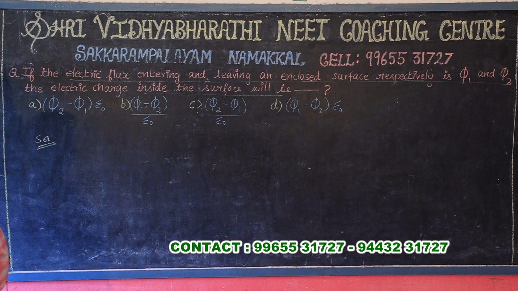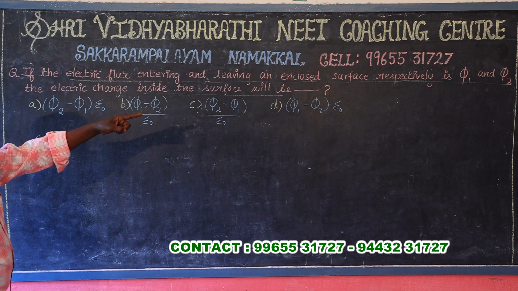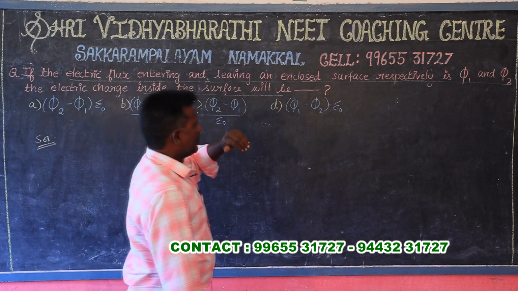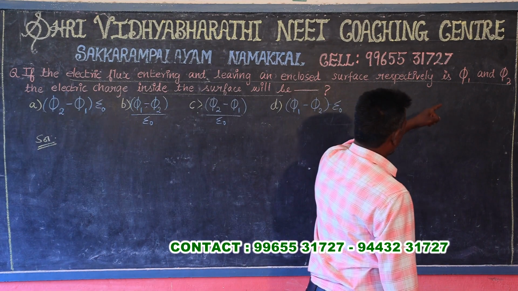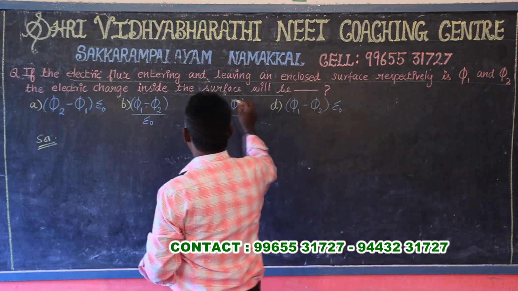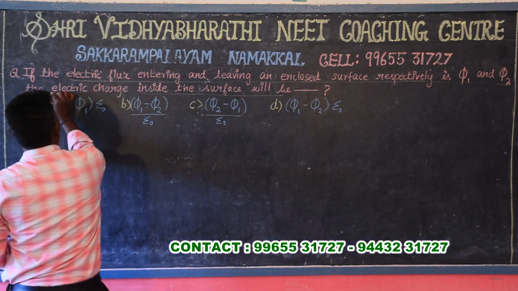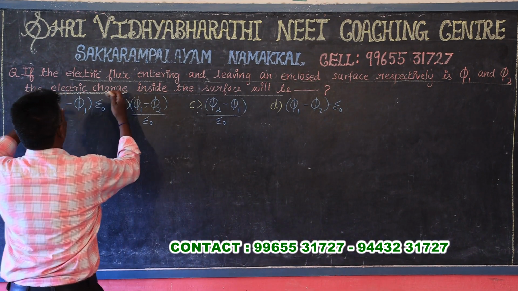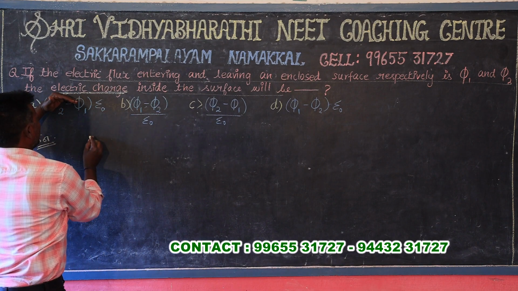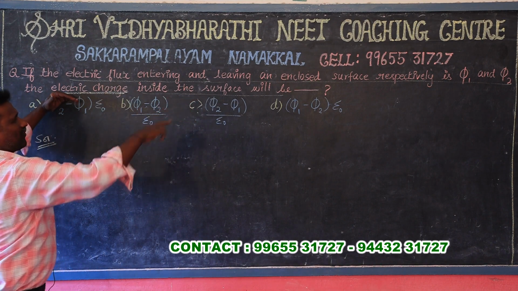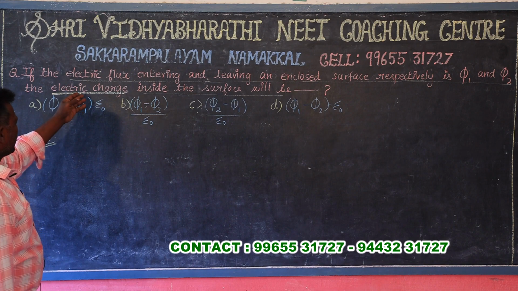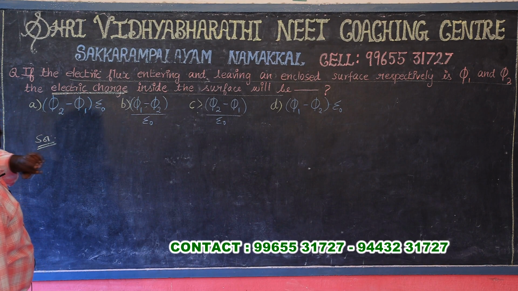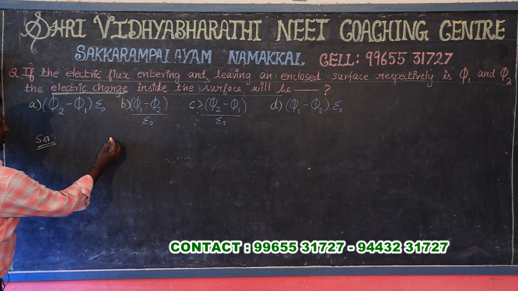Here, according to the given data, they are giving electric flux phi 1 and phi 2. At the same time, they are asking for the electric charge. Here, charge and electric flux are given. So, from the given data, we have to find out the answer. That is a very good, important one.